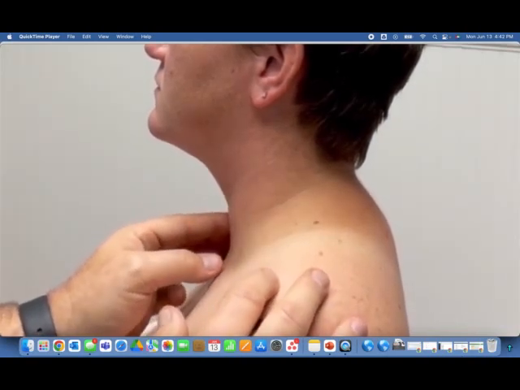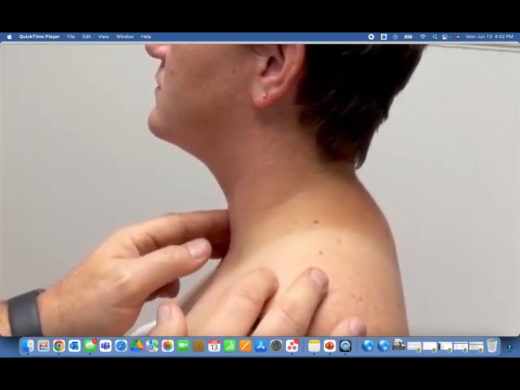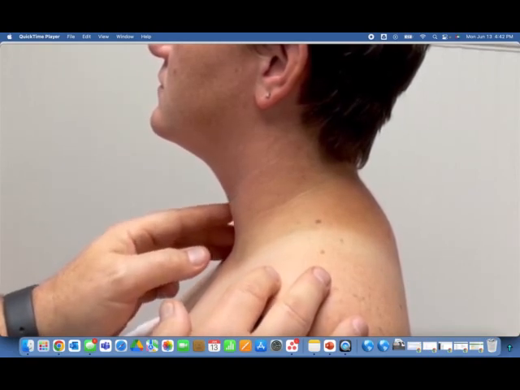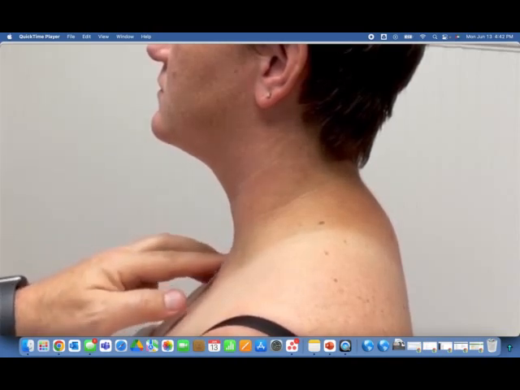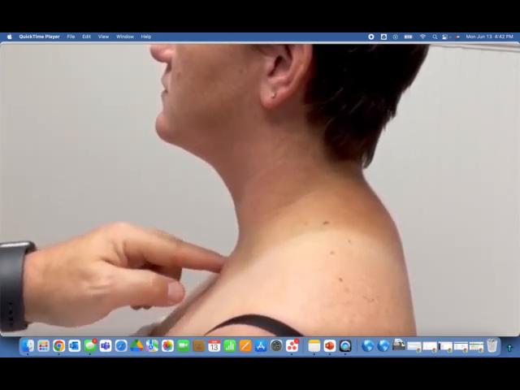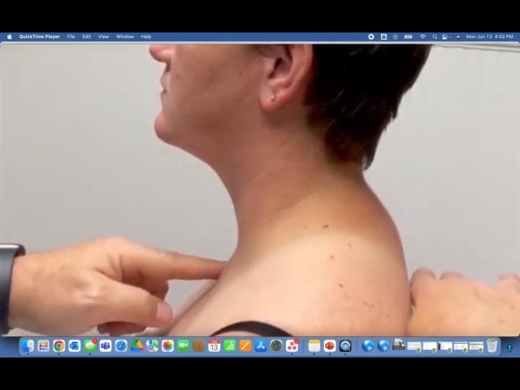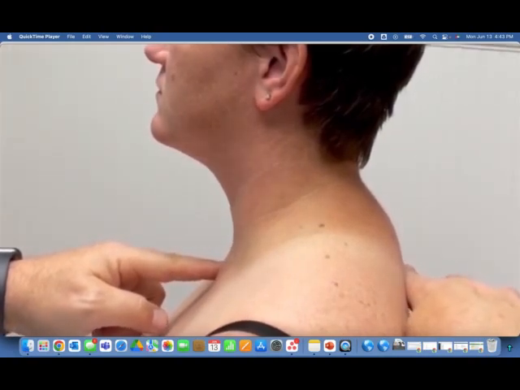We drop down a little bit further, and we're going to find a smaller but more rigid cricoid cartilage, and that's going to correlate to C6. If we drop down a little bit further to our sternal notch, if we translate that posteriorly, that will get us to T2.